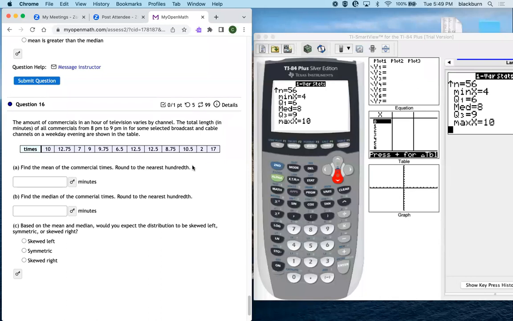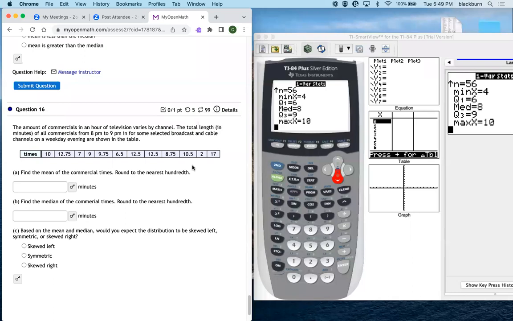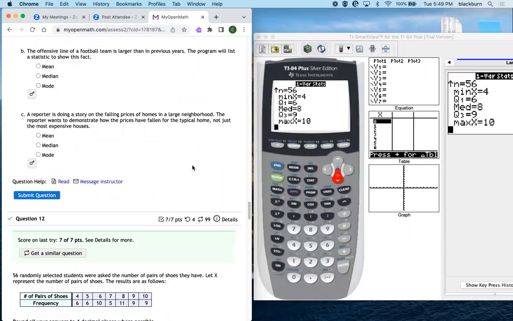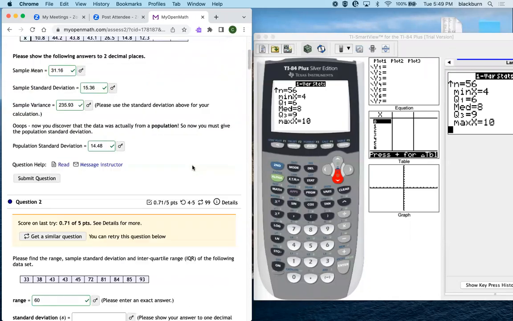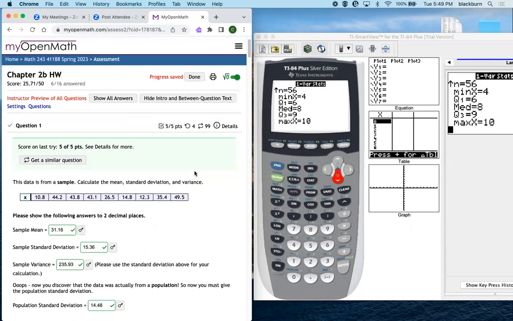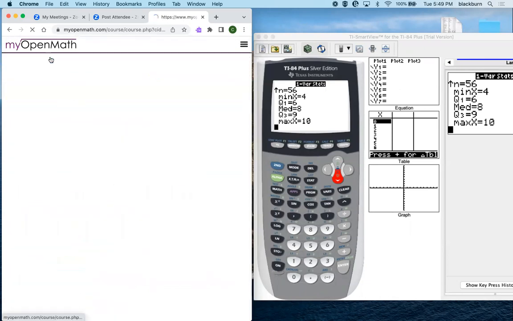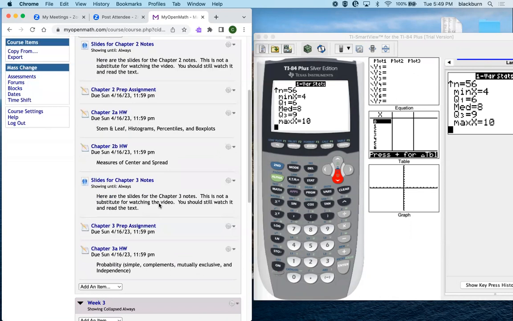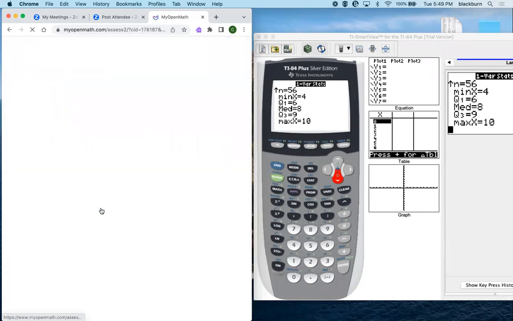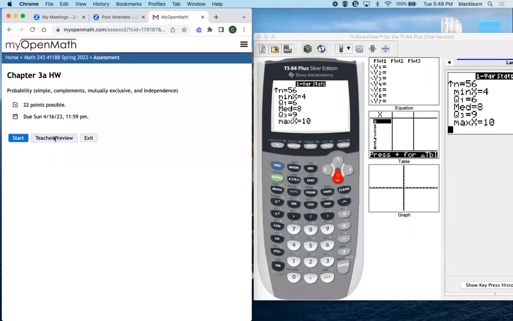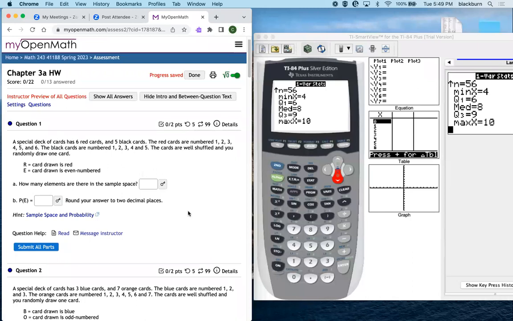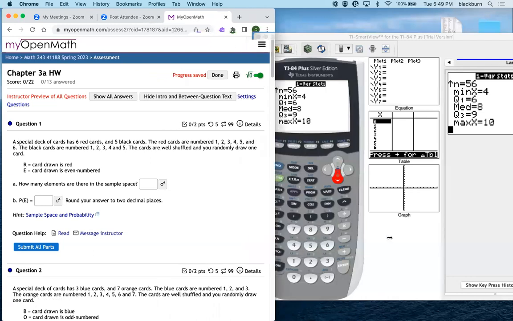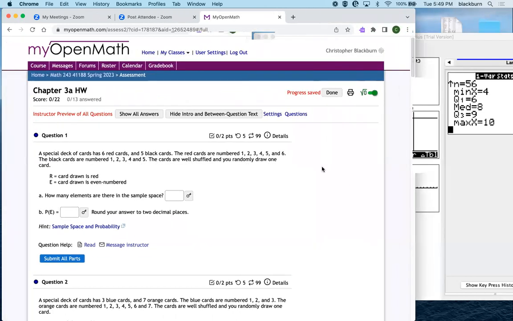All right, thank you two for hanging out with me here. Let's look at the next section then. So chapter 3A. Only 22 points. We start with the probability section. The probability section is fun.